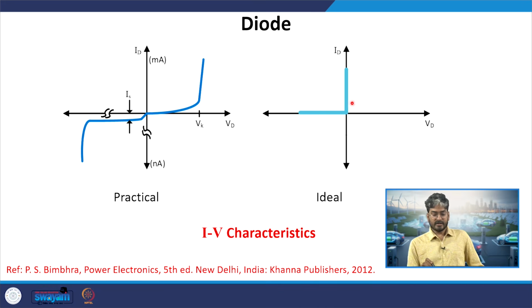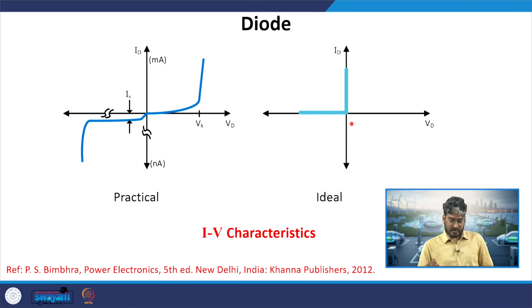Here, if we try to provide an approximate or idealized model, and we neglect the onset drop of 0.5 or 0.7 volts, we can say that the diode will allow current when it is forward biased, and it will not allow any current when it is reverse biased. So, this is the idealized VI characteristics curve of a diode. In our analysis of the power train converter, we will always consider this idealized characteristic.